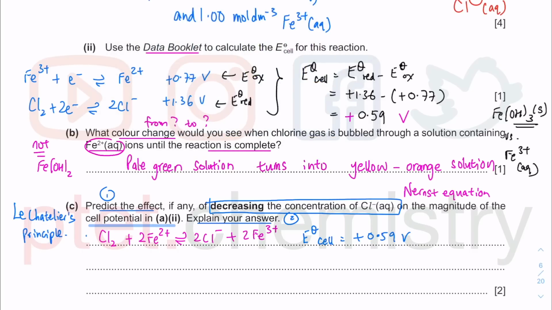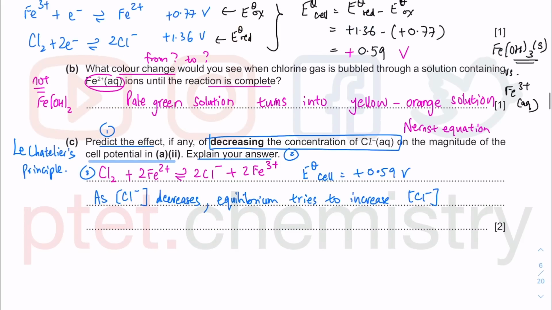This has got nothing to do with numbers, so we don't really need to think about the actual calculation. So what I can do is explain first. Alright, so as the concentration of Cl- decreases, this thing in square brackets represents the concentration of Cl-. As that decreases, what would the equilibrium try to do? The equilibrium will try to increase the concentration of Cl-. How can I increase the concentration of Cl- to counteract the change? I will shift to the right, to produce more Cl-.